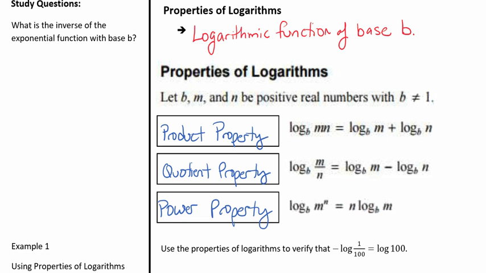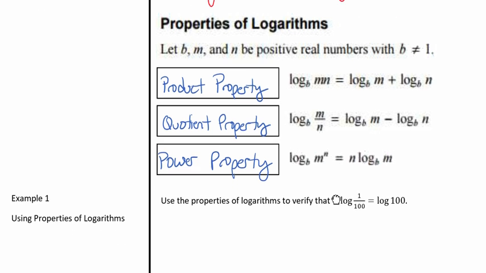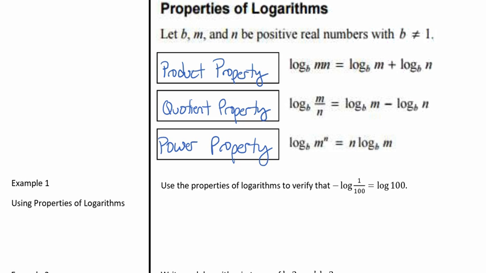We're going to do a couple examples here to use these properties so we can see what exactly they do and how it works. Our first example says to use the properties of logarithms to verify that negative log of 1 over 100 equals the log of 100. Here we're going to be using our power property, because we can rewrite our negative log of 1 over 100 as negative 1 times the log of 1 over 100.